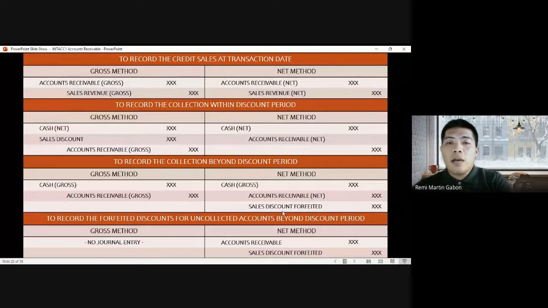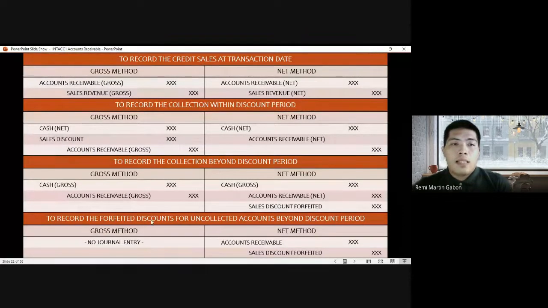The sales discount forfeited account is actually an adjunct revenue account, while the sales discount is a contra revenue account. Kaya dinideduct natin si sales discount sa total sales. Si sales discount forfeited naman, other income account siya. Okay, other income account.